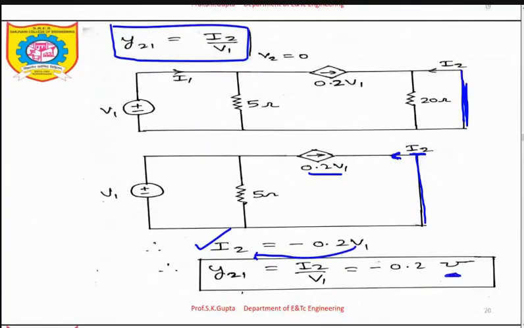Okay. So now the last parameter, Y22. What is Y22? Y22 equal to I2 upon V2, and the condition is V1 equal to 0. In Y parameters we are making voltages 0. In Y parameters we make short circuits. Y parameters are also called short circuit parameters. So we are making voltages 0.